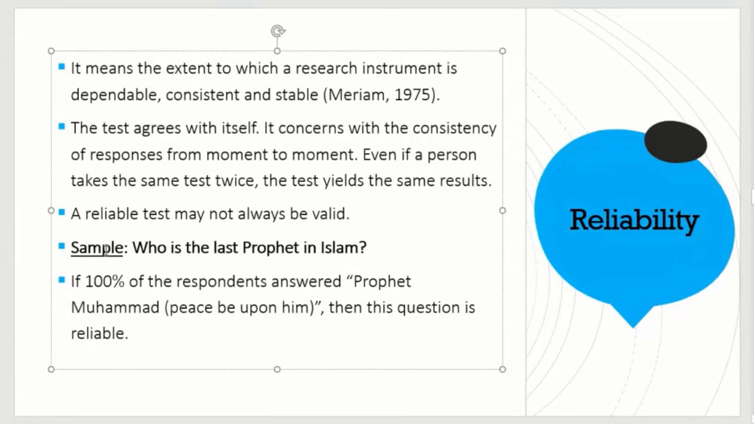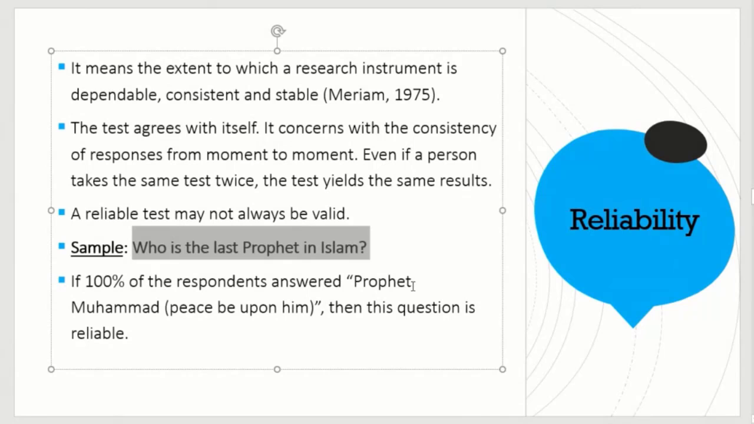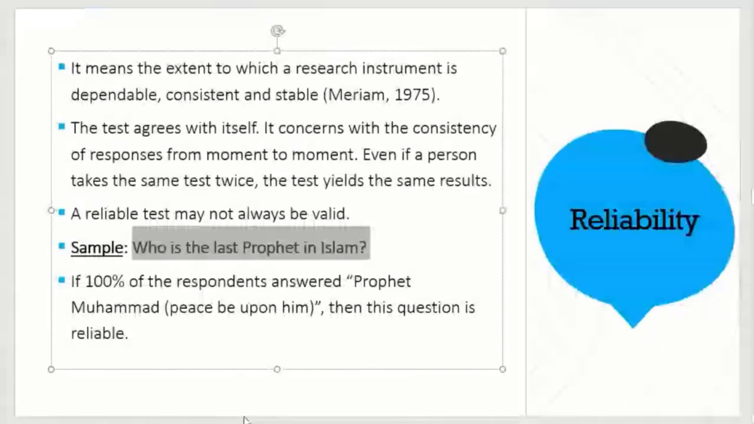So for example, if I have a question, who is the last prophet in Islam? If 100% of the respondents answered Prophet Muhammad sallallahu alaihi wasallam, then this question is reliable because iisa lang ang sagot niya. But not all the time, 100% ang nakukuha mo. But it is still reliable for as long as medyo mataas ang nakukuha mo na percentage.